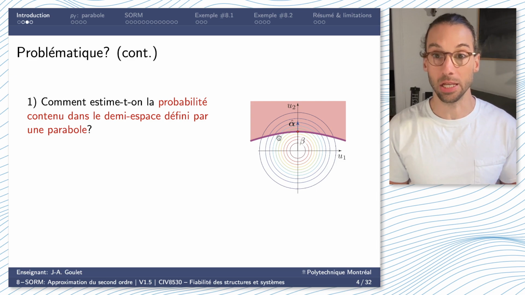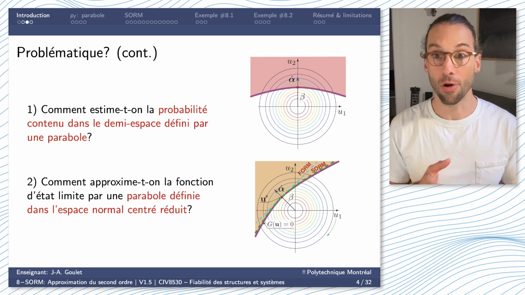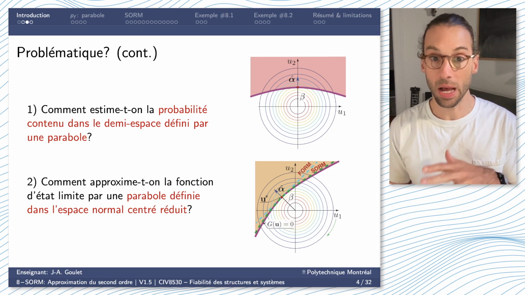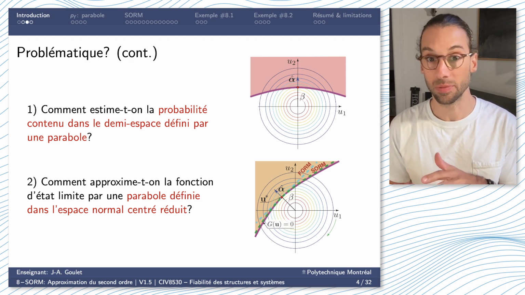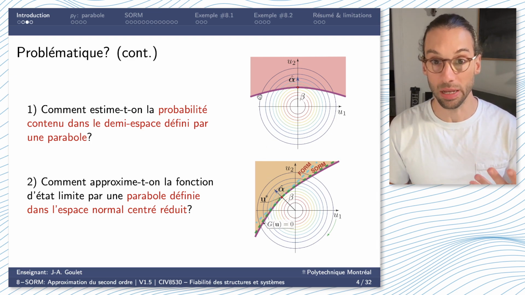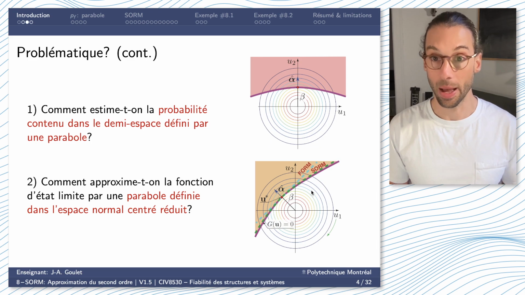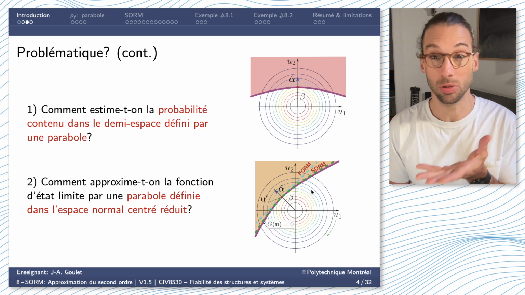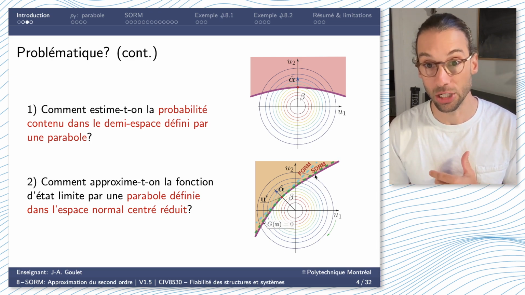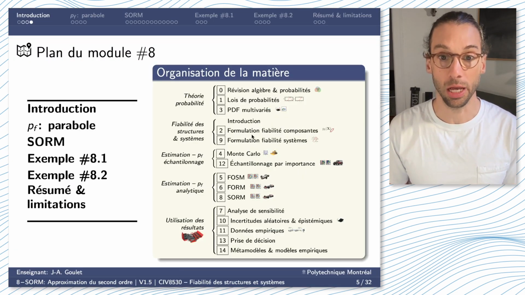So this is the essence of SORM. The second one is how do we approximate our limit state function by a parabola in the standard normal space. So once we have defined that parabola, how do we compute the probability? And in the first place, how do we approximate g of x by a parabola, or in this case, g of u, because we're going to do this in the standard normal space? How do we approximate that g of u by a parabola? So this is module 8.